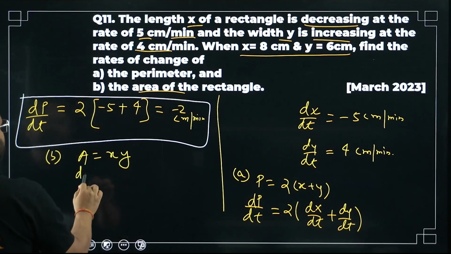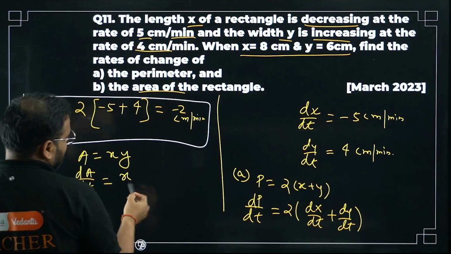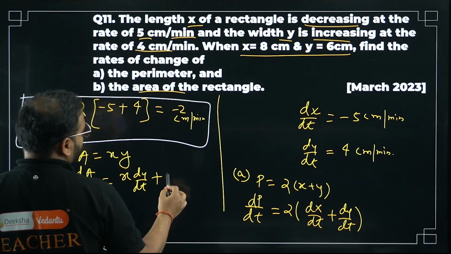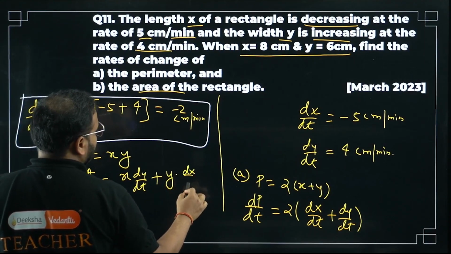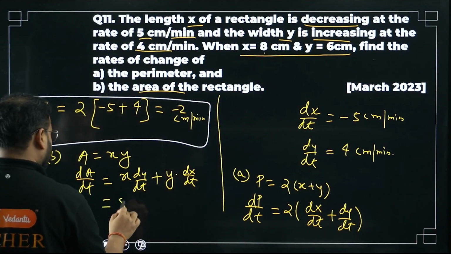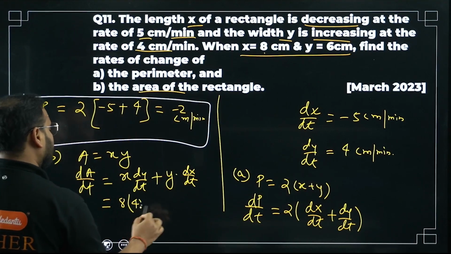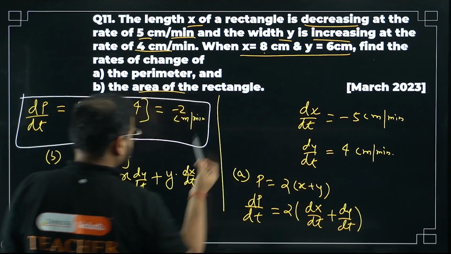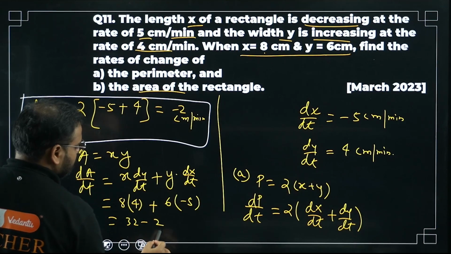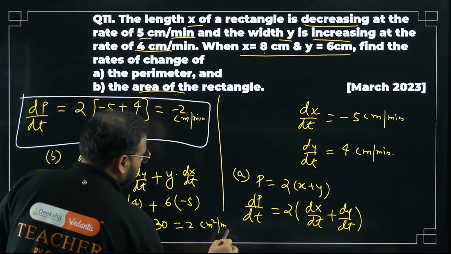Derivative, sir. Again, same thing. dA by dt equals, use the product rule. x I'll keep as it is, for y I'll get dy by dt, plus I'll keep y as it is and I'll do dx by dt. What is the x value? Please check here. x is 8, sir. So 8. dy by dt is how much? 4. y is how much? 6. And this is minus 5. How much am I getting? 32 minus 30, that is 2 centimeters square per minute.